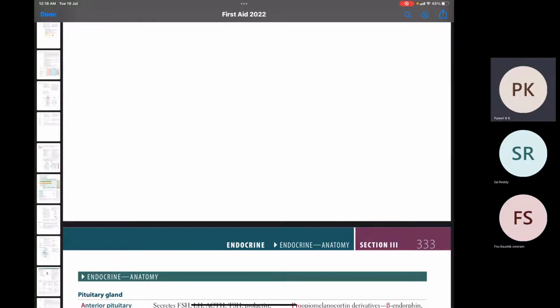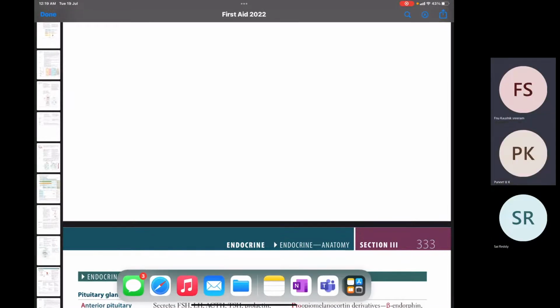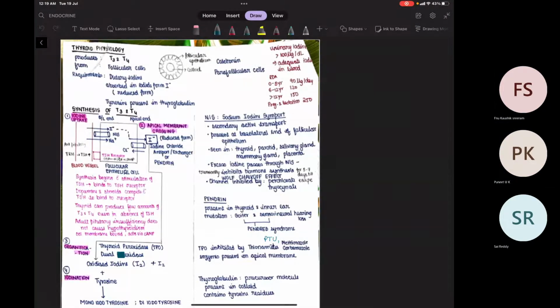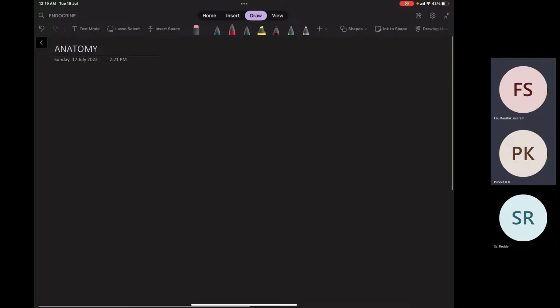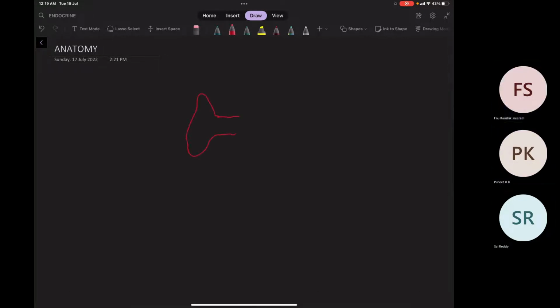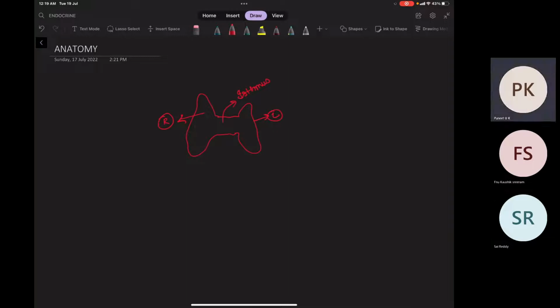What do you remember from anterior? I didn't understand what anterior lateral. Sorry, anterior. See lateral, you have those two towers structure. So isthmus you have. The lobes, you mean, right and left, and this is the isthmus. Yeah. Okay.